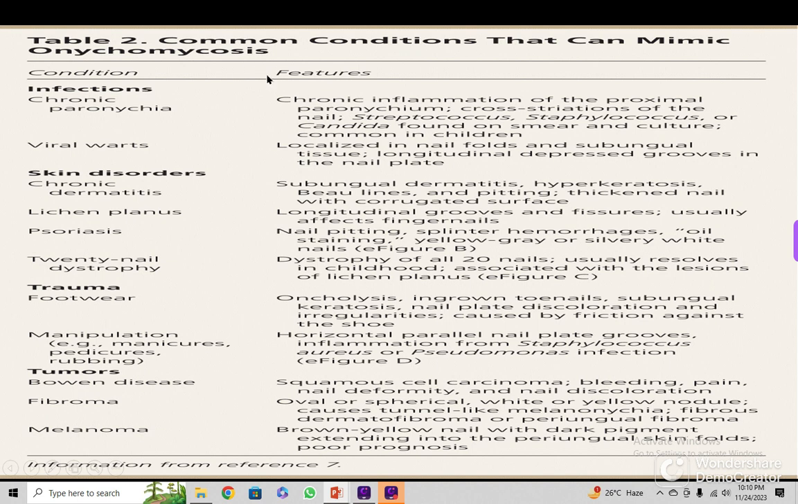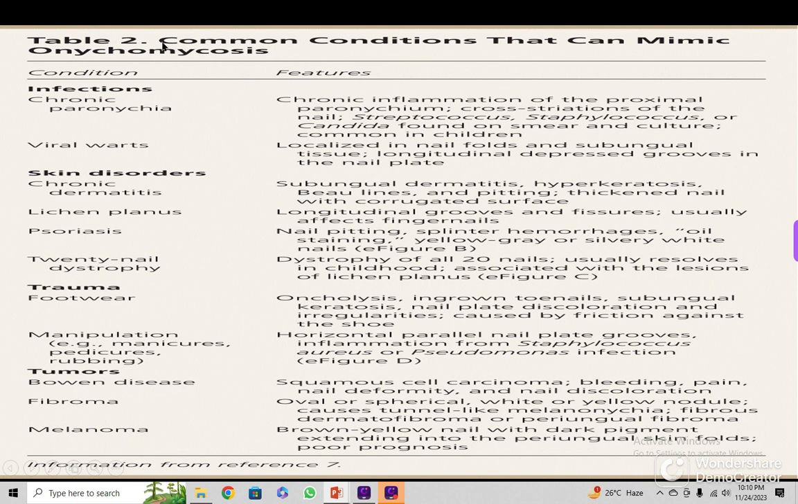Now, those conditions which can cause nail problems are written here, like chronic paronychia and viral warts. For example, chronic dermatitis, lichen planus, psoriasis, and twenty-nail dystrophy can affect the nail. Trauma will also cause it, from footwear and manipulation, for example manicures, pedicures and rubbings. Tumors like Bowen disease will affect the nails, and fibroma and melanoma inside the nail.